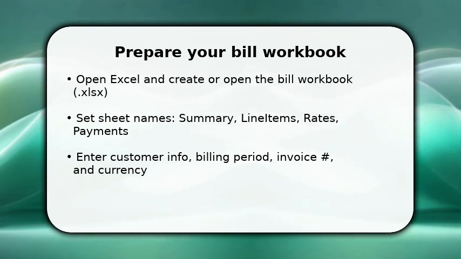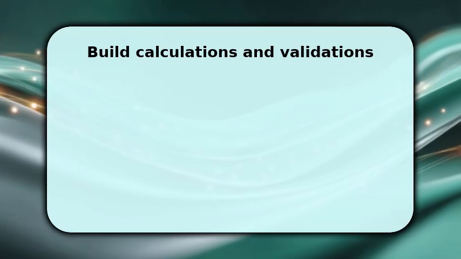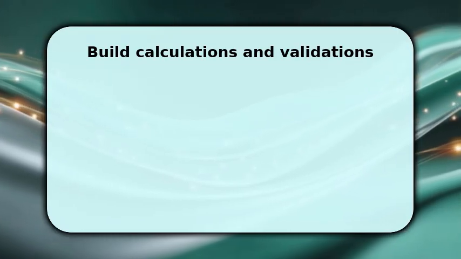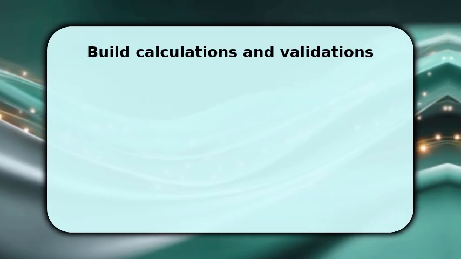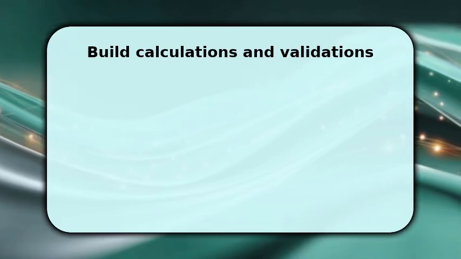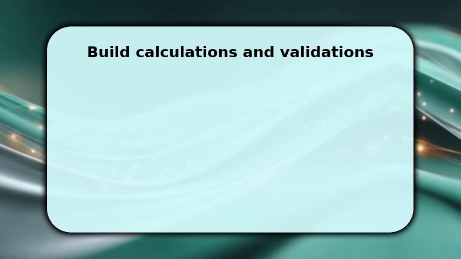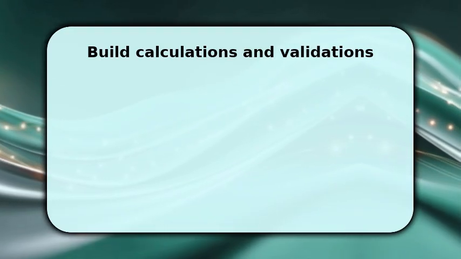You now construct the core calculations on line items, convert the range to a table, and add formula columns for amount, tax, and net. Use amount equals QTY × unit $ × (1 − discount %), so discounts scale correctly, then tax equals amount × tax %. On summary, reference table totals with SUMIFs for date ranges and customers.